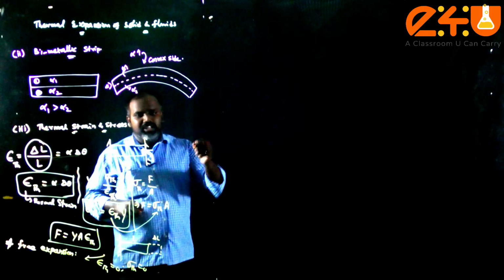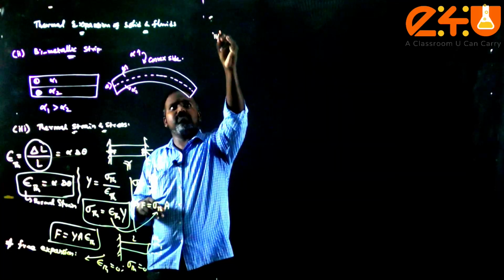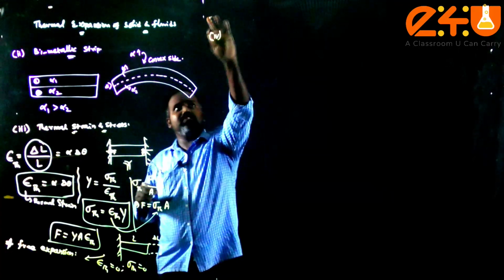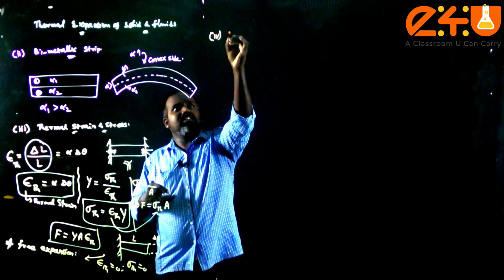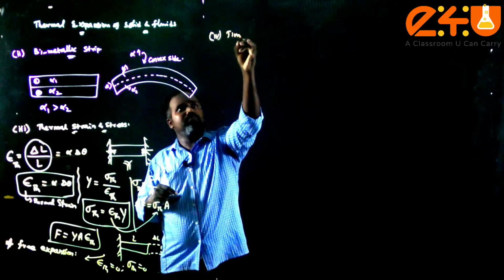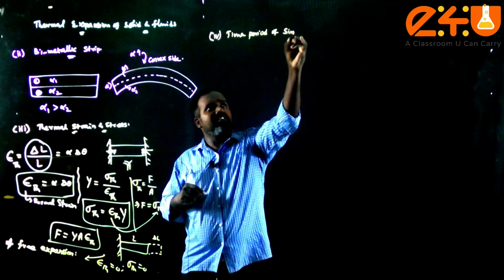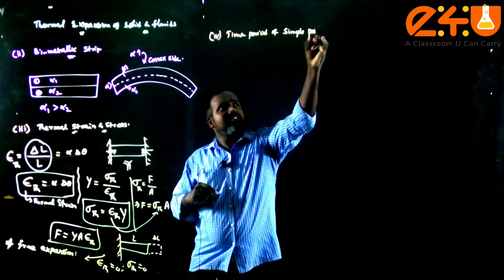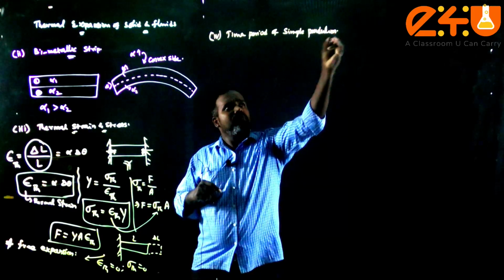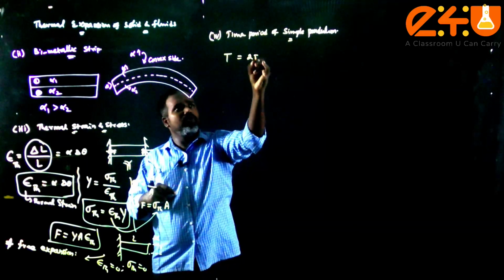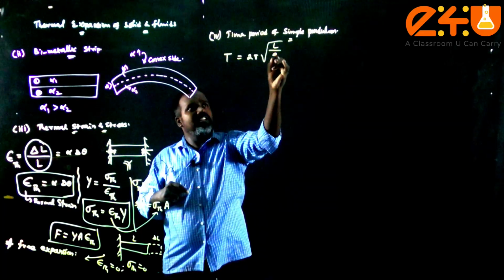This is the third one, and the next one is the fourth application, a very important one. That is the time period of a simple pendulum. You know that generally the time period of the pendulum is given by 2 pi root over L by g.